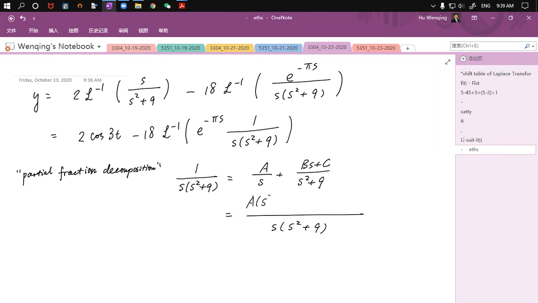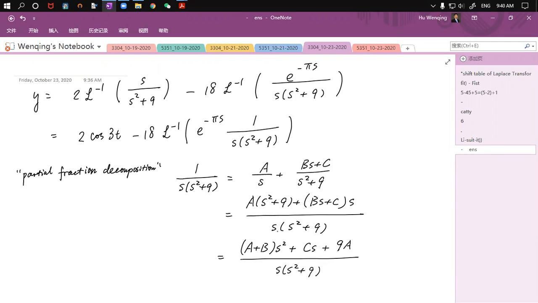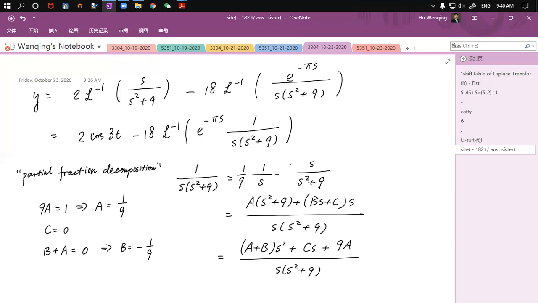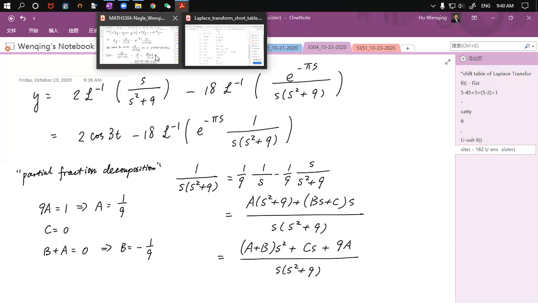So that means this is a of s squared plus 9 plus (bs plus c) multiplied by s. And in that case, you're going to have (a plus b) of the s squared plus c of s plus 9 times a. That one is going to be divided by s squared plus 9. So that being said, it means that 9 times a is equal to 1, which means that a is equal to 1 over 9, right? And c should be equal to 0, and b plus a should be equal to 0, which means that b should be equal to minus 1 over 9. So it's very easy to find these coefficients: a is equal to 1 over 9, b is equal to minus 1 over 9 multiplied by s, right? So that's a very simple partial fraction decomposition, right?